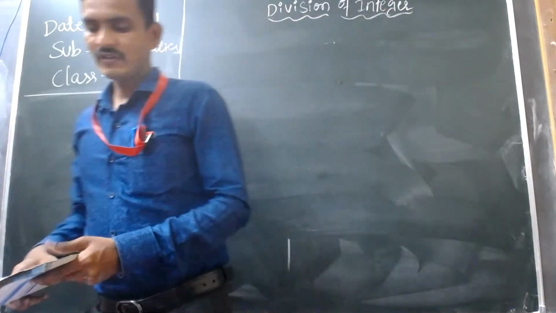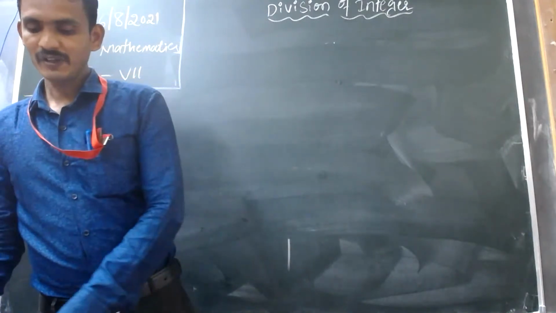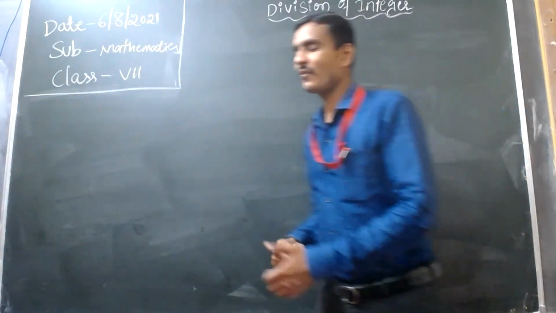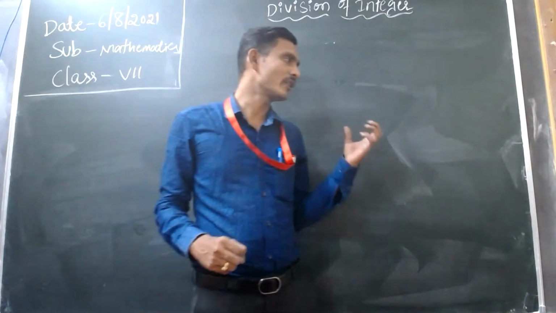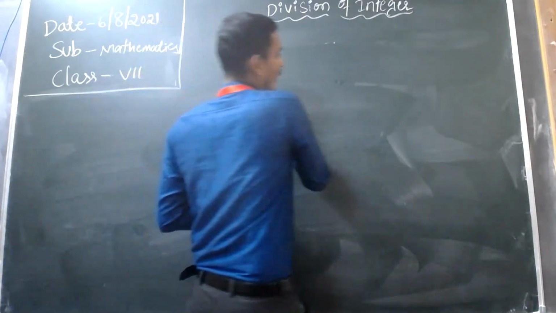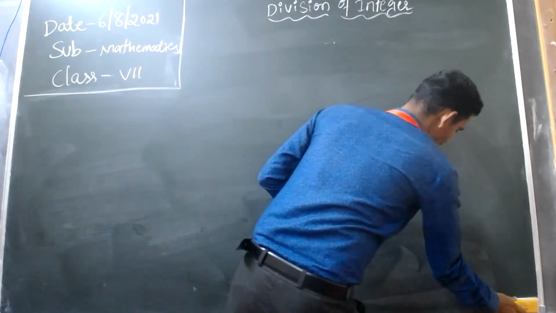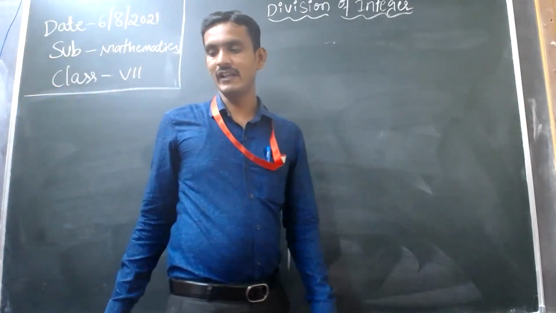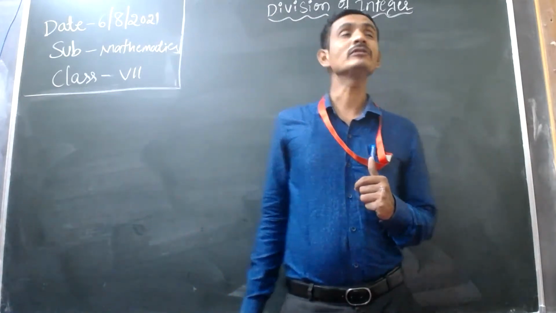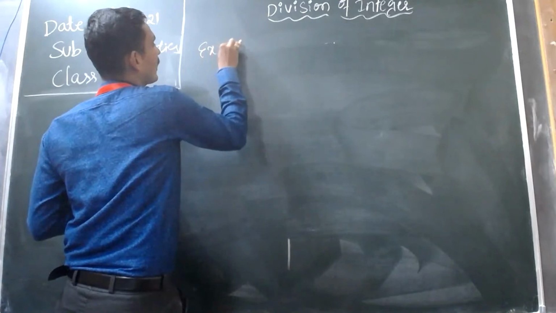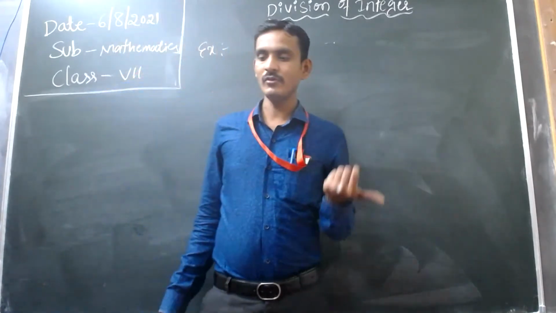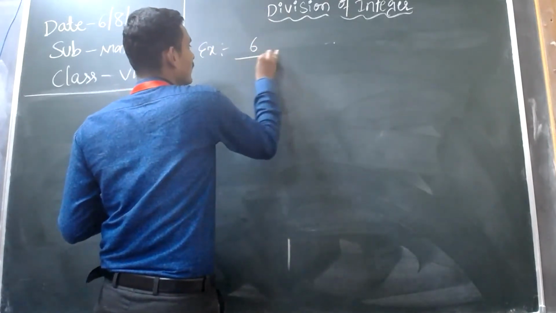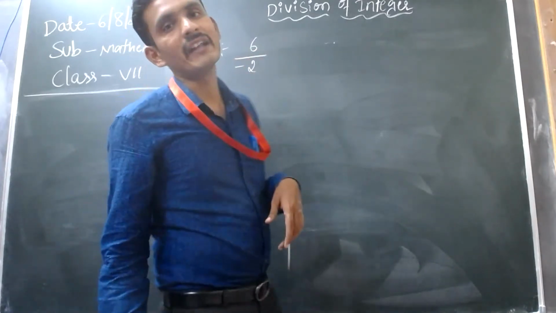So here, in the division of an integer, you already know multiplication of an integer. That one we already solved in exercise 1.3. Now, division of an integer. When division is going on, what are the points you have to keep in your mind? That one I will explain. So, suppose I give an example. First case, when we are dividing a positive integer by a negative integer. Suppose the positive integer I will take as 6 and the negative integer as -2.